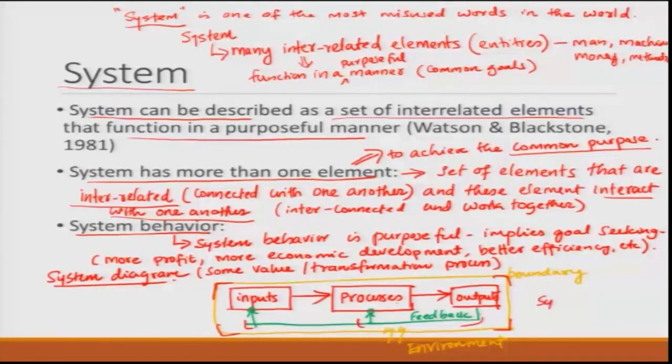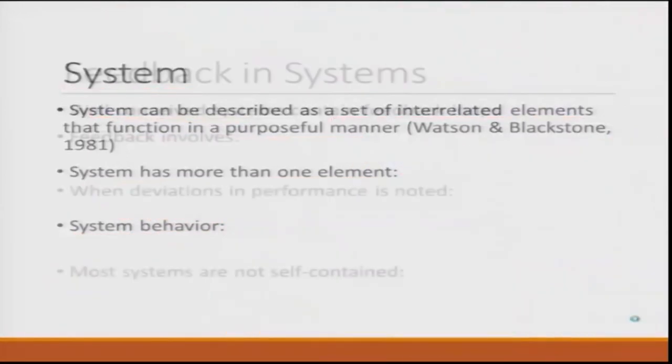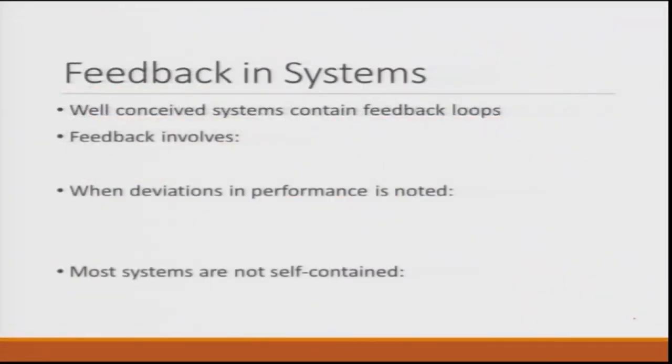And systems interact with the environment at boundaries. So the boundaries are the place where the systems interact with the environment. Hope this is clear. So we will go to the next concept. We talked about something called feedback in the system.